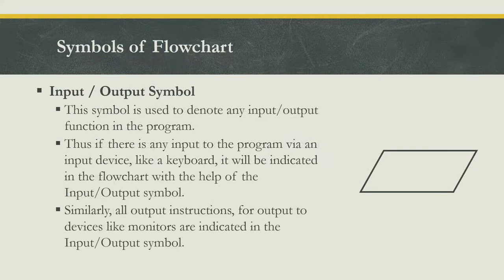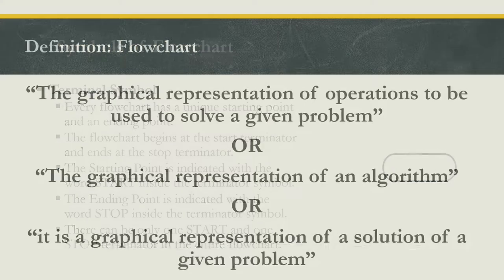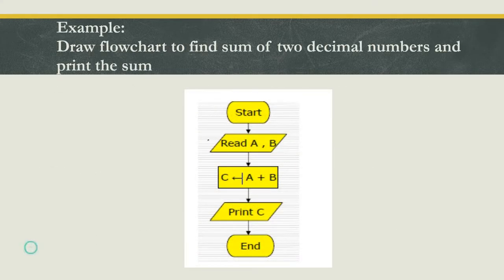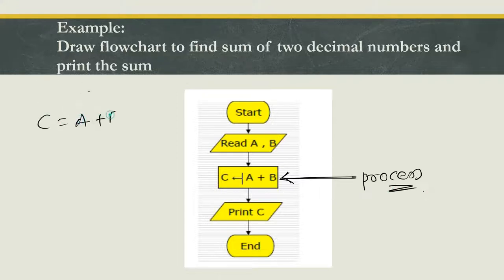You can see in the previous example, this thing is used to indicate what? Process, right? C is equal to a plus b, arithmetic kind of things, and the result is a data movement kind of things.